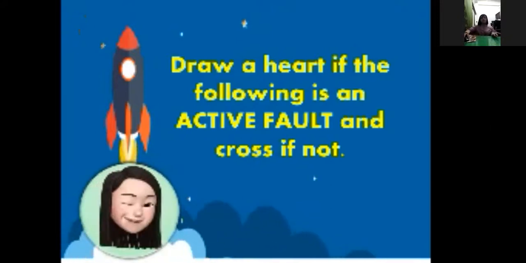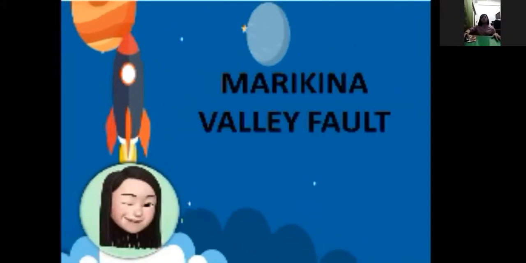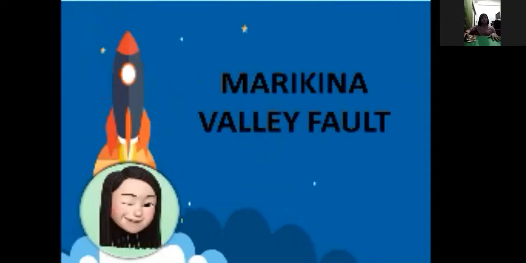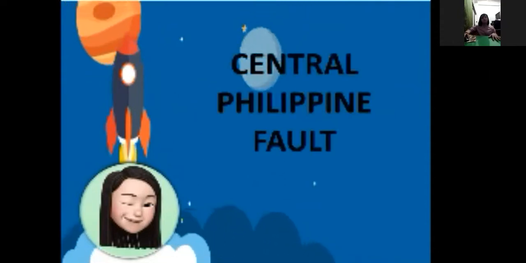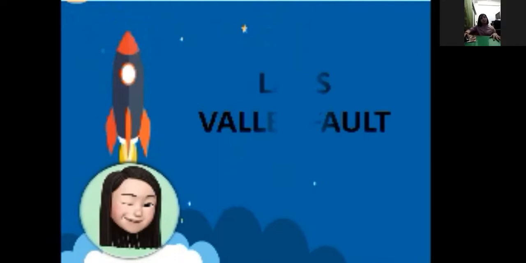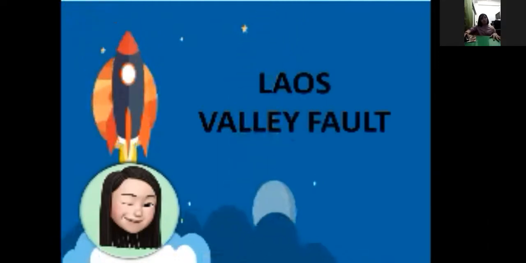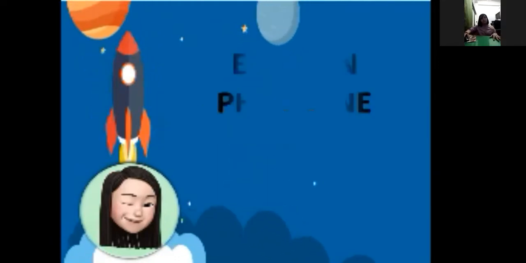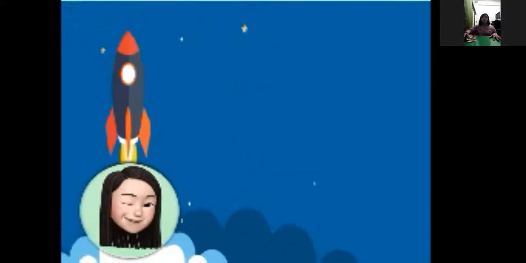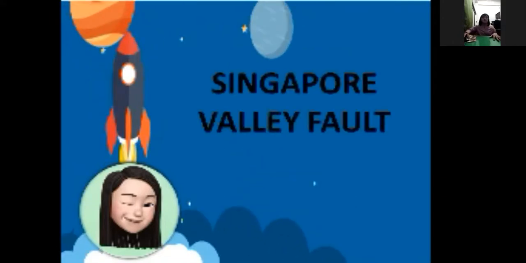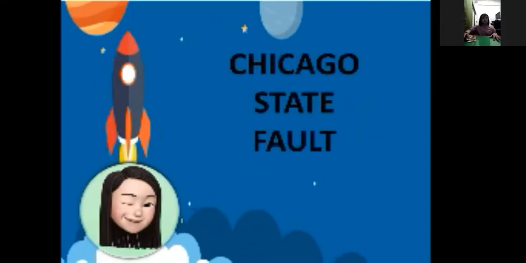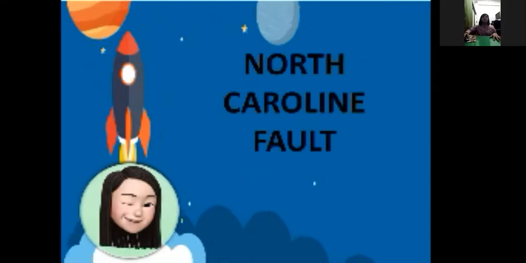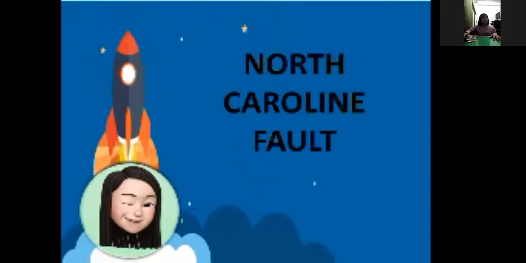It is an active fault here in the Philippines: Marikina Valley Fault. California Valley Fault. Central Philippine Valley Fault. Laos Valley Fault. Eastern Philippine Fault. Singapore Valley Fault. Western Philippine Fault. Chicago State Fault. And the last one, North Carolina.